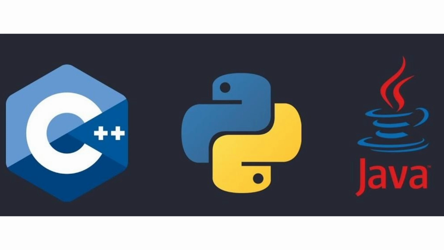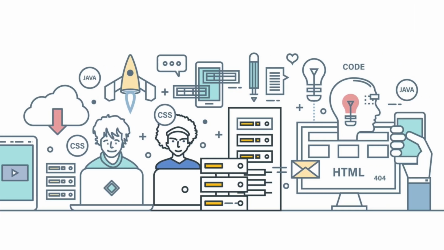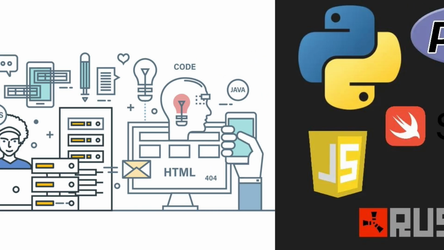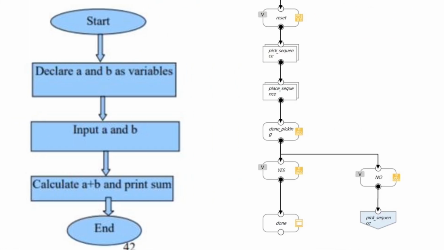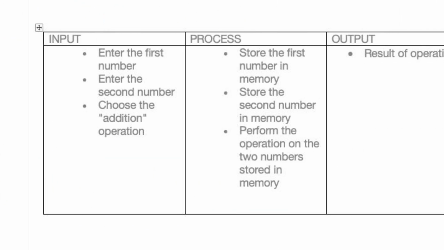Now let's understand this step by step. A computer cannot think on its own, it only follows instructions. So if you want a computer to do something, like open an app, calculate a number, or display a message, you must tell it exactly what to do. This set of instructions is called a program, and the process of writing these instructions is called programming.